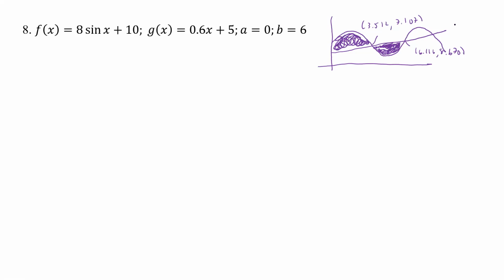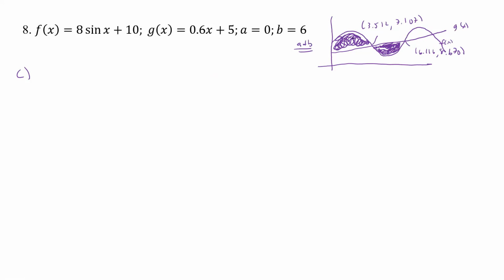Again, this one is our g of x, and the one going up and down, that was our f of x because of the sine. It's the oscillation, okay? So that's part A and part B, all right? So let's write that down. That's A and B.